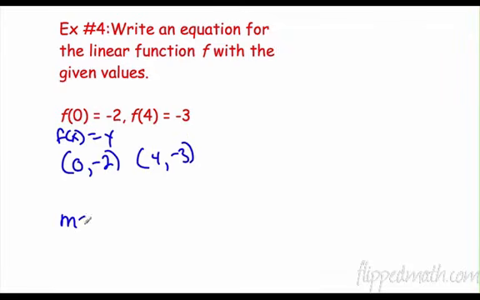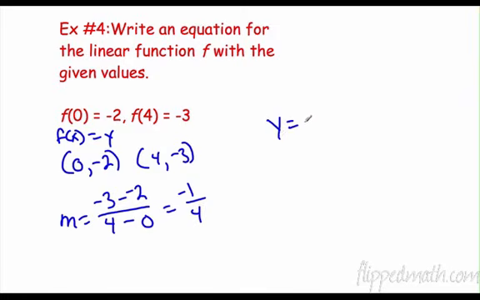We need to find our slope. So y2, -3 minus -2. x2 minus x1. -3 minus -2 is -1. 4 minus 0 is 4, so our slope's -1/4. Plug it in, y equals mx plus b. So y equals -1/4 x plus my b. I find when x is 0, my b is -2, so -2.